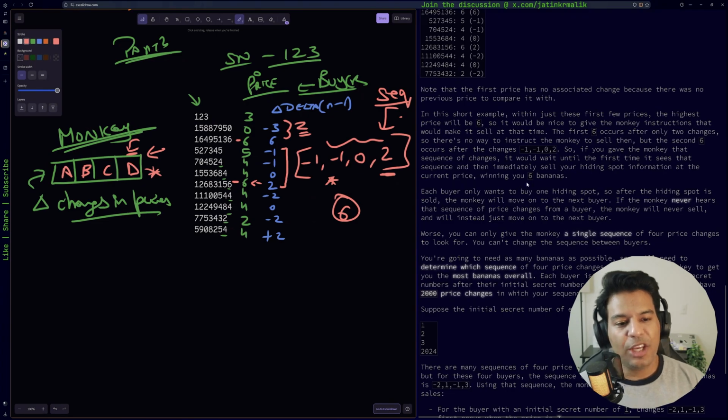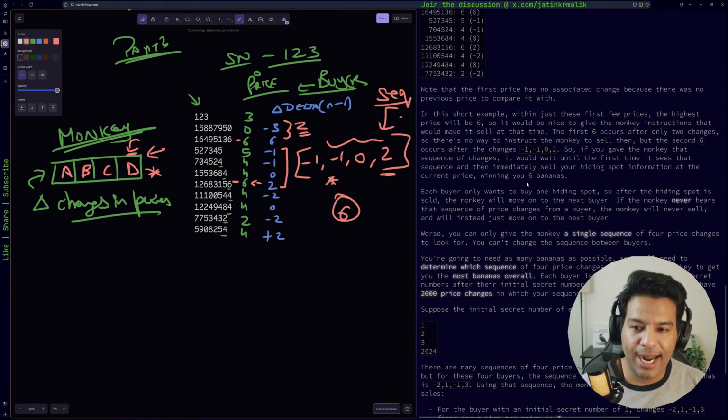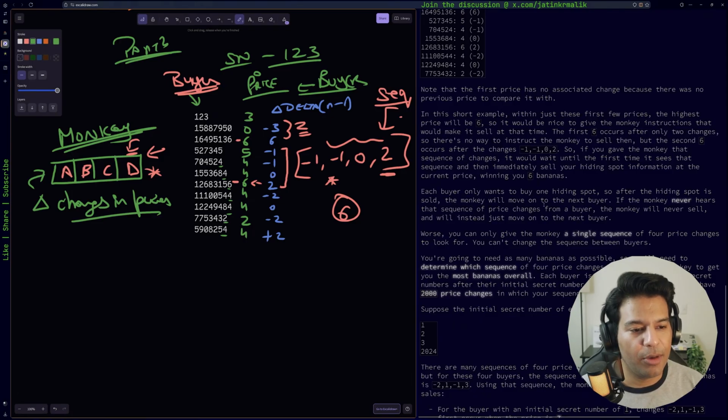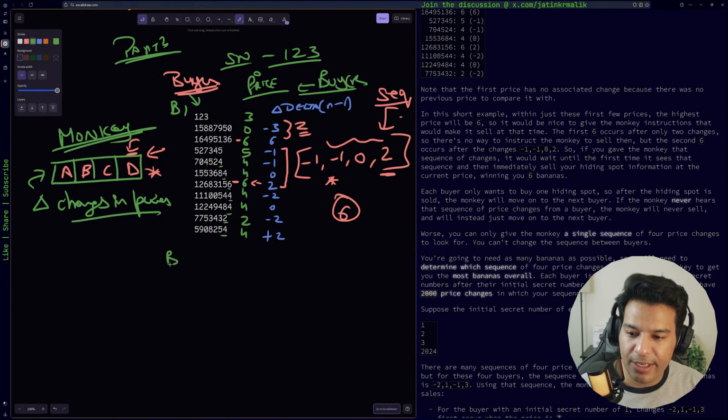Okay, so each buyer only wants to buy one hiding spot. So this was our one buyer. And after the hiding spot is sold, the monkey will move on to the next buyer. If the monkey never hears the sequence of price changes from a buyer, the monkey will never sell and will just instead move on to the next buyer. So here this was assuming buyer 1. We have a list of buyers in our input up to buyer n.